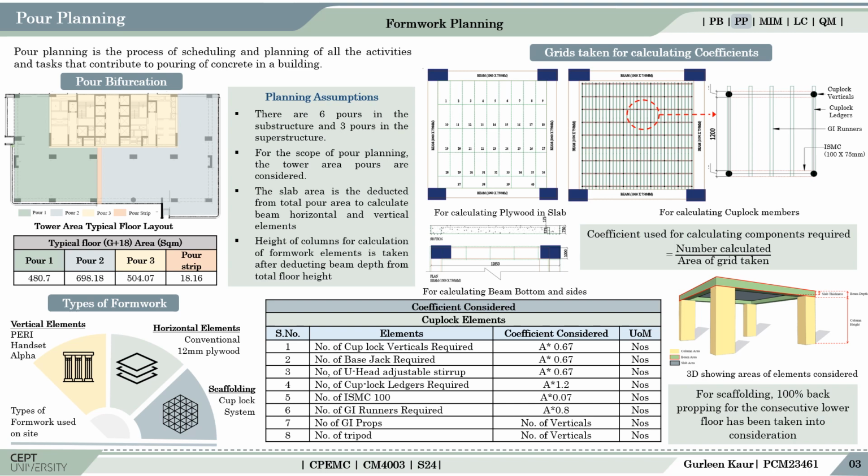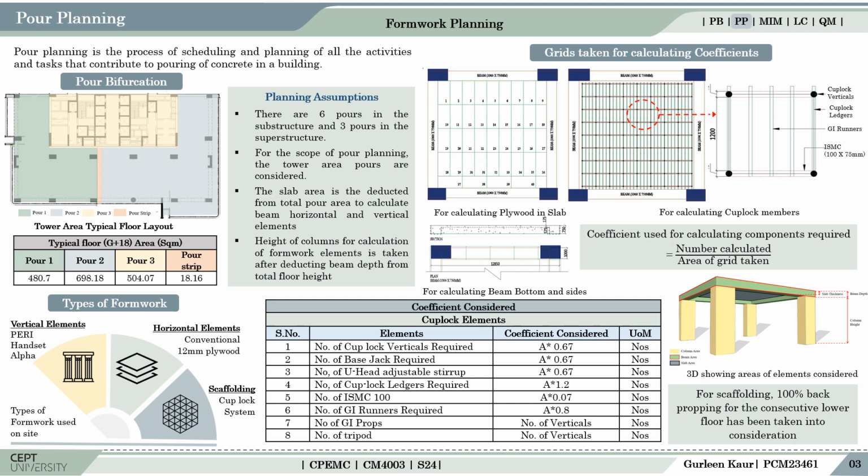Similarly, for the couplock system, the components, that is the couplock verticals, ledgers, runners in the observed area were counted. Also, 100% back props were considered on the consecutive lower floor, which consists of the GI props and the tripods. The table shows the typical pattern in which the elements of couplock system were calculated for each pour. The similar way has been done for the slab and the beam also.